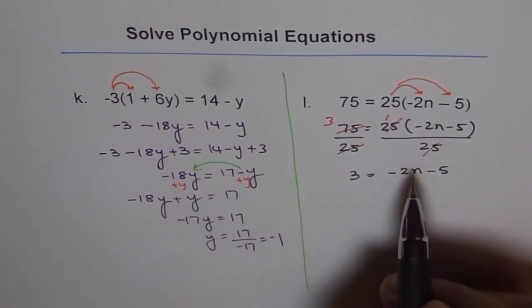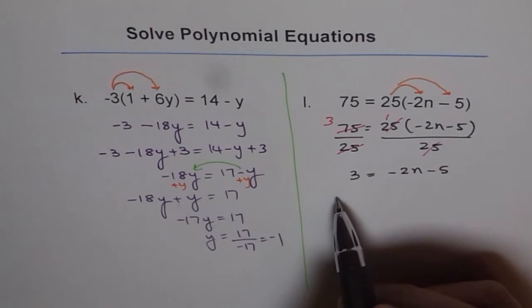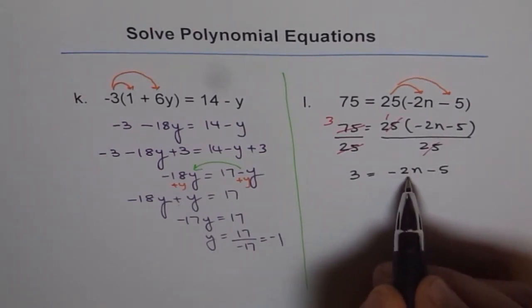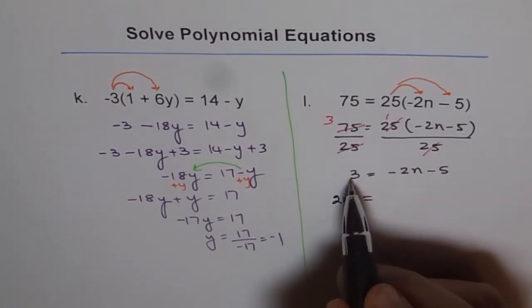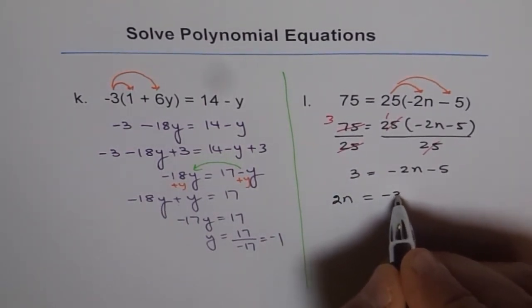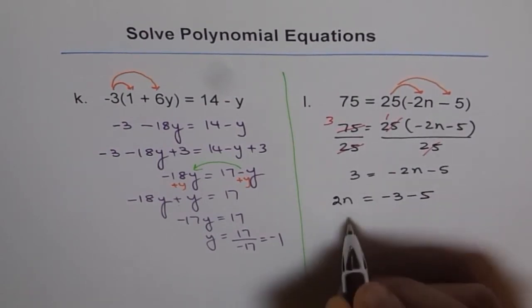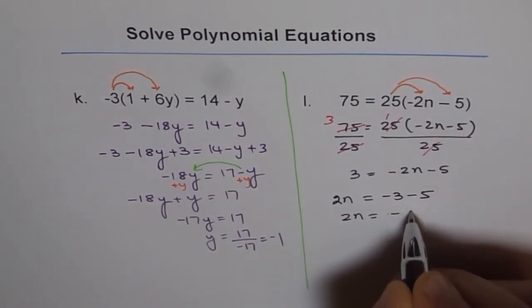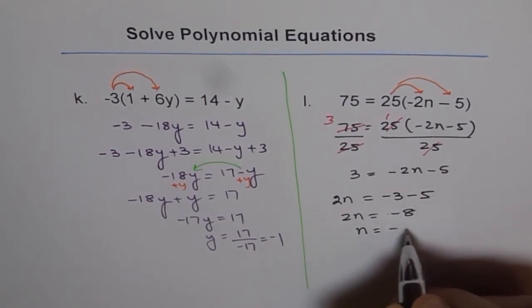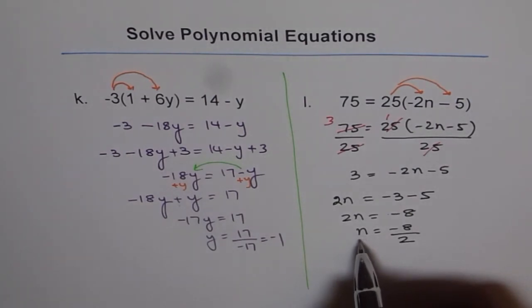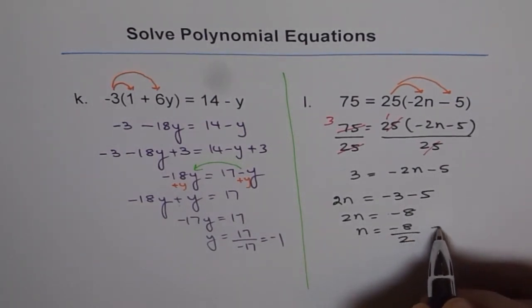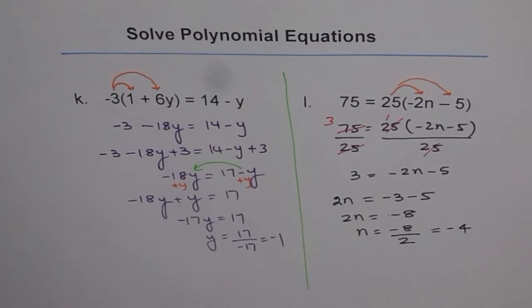Now we'll bring variables to one side and constants to the other. When we bring minus 2n to the left side, it becomes plus 2n, right? And when we bring 3 to the right side, it becomes minus 3. So we have minus 3 minus 5, so 2n equals minus 8, and n equals minus 8 divided by 2. We divided both sides by 2. Here we got n, and there minus 8 divided by 2, which is minus 4. So our answer is minus 4 as the solution of this polynomial equation, okay?